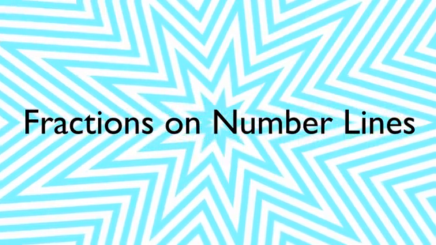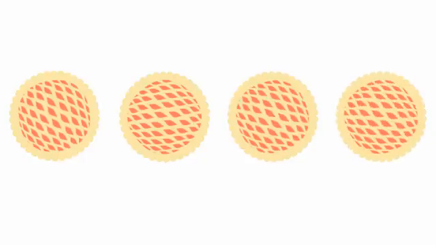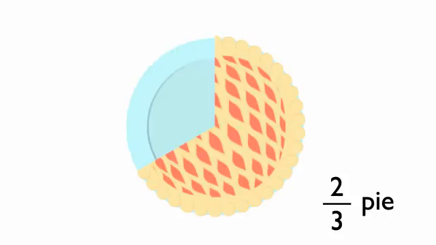Before we look at how to show fractions on number lines, let's review what a fraction is. You know how to count 0, 1, 2, 3, 4, and so on. But what if you have an amount in between 0 and 1, like this? This is 2/3 of a pie.